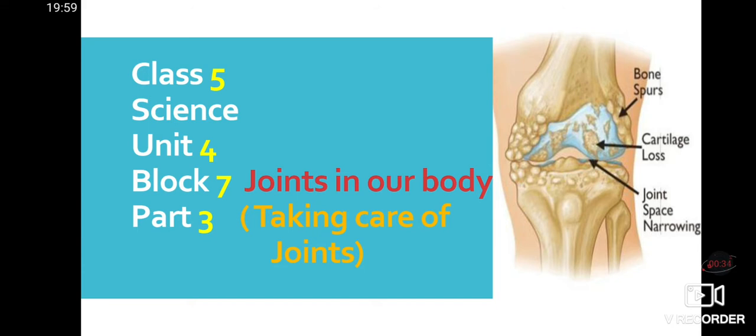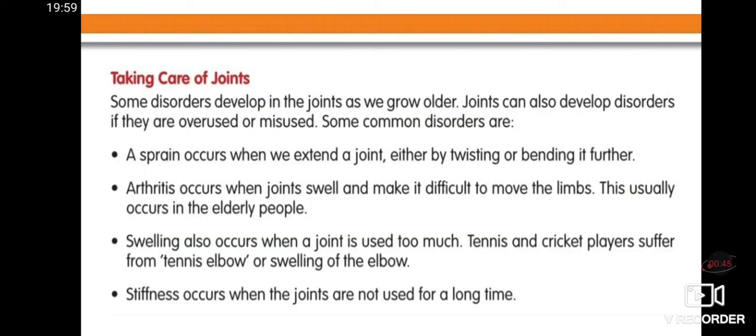As we know, there are mainly two types of joints, movable and immovable. We have discussed immovable joints and movable joints in the earlier session. So children, how will we take care of our joints? First, I would like to ask some questions.